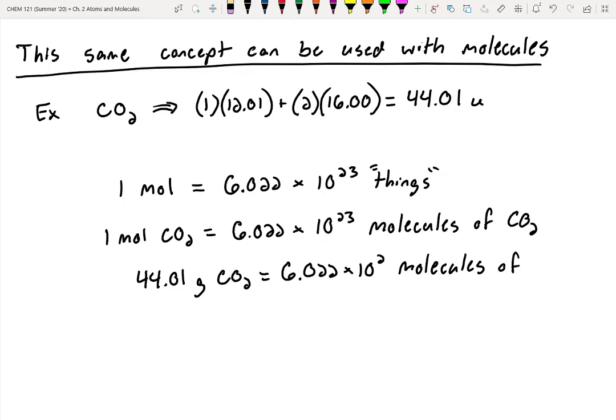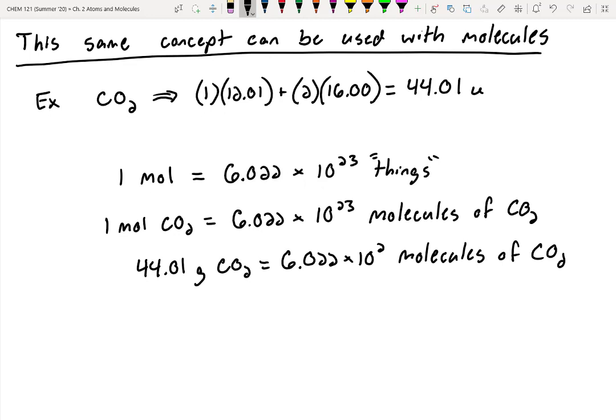Oops, that should be CO2. And then last but not least, we could say 1 mole of CO2, let me spread this one out a bit more, is going to be equal to 44.01 grams of CO2. So again, we can use these as conversion factors when doing math with molecules, not just atoms. So it's a little bit strange to think about it that way, but it's really helpful, especially as we get into a topic called stoichiometry later on.